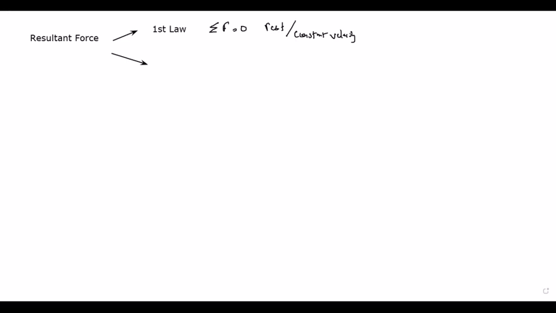And what about Newton's second law? It states that whenever a resultant force acts on an object, it will accelerate, and acceleration is proportional to the resultant force. So resultant force and acceleration are directly proportional, or we can relate that F is equal to ma. This is when the object is accelerating or decelerating.